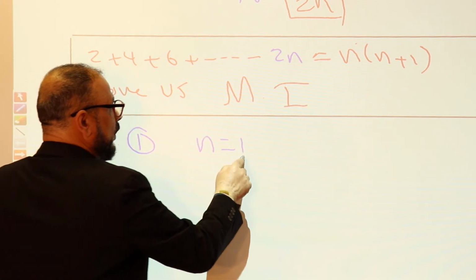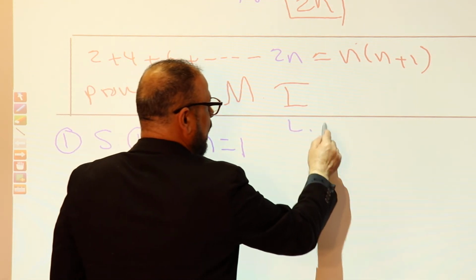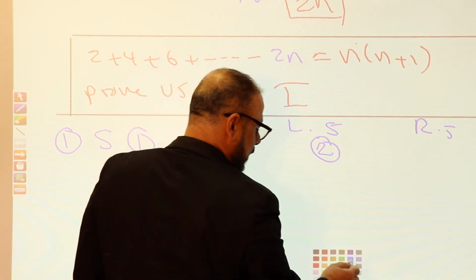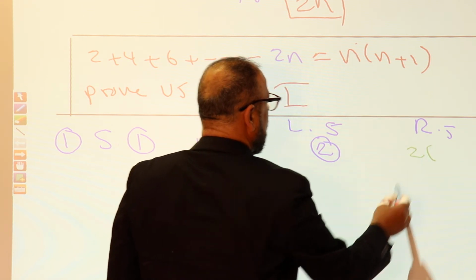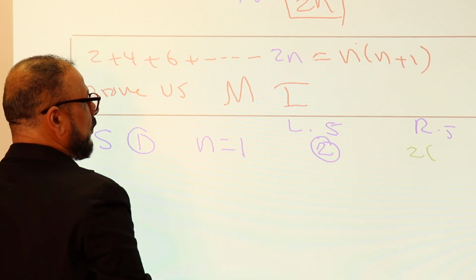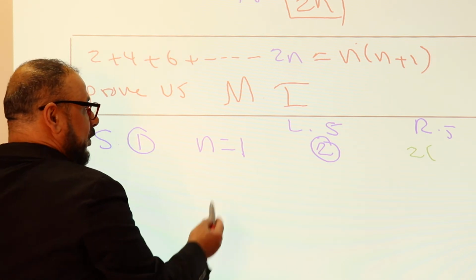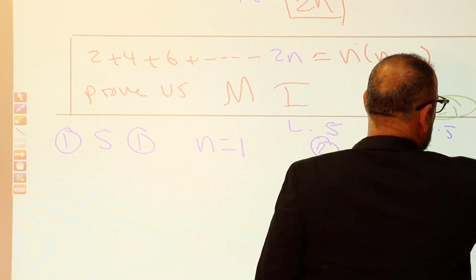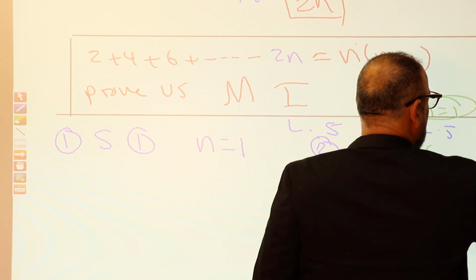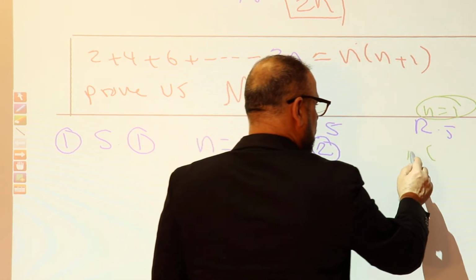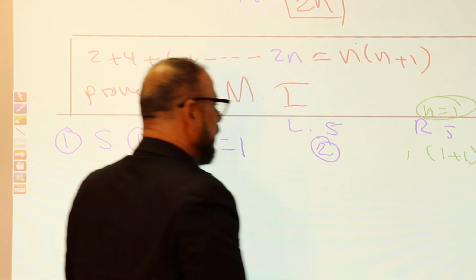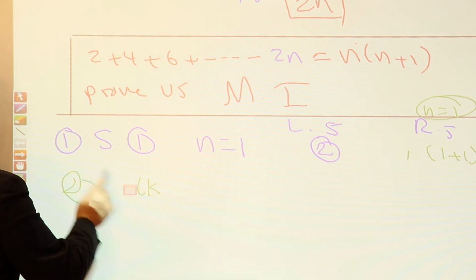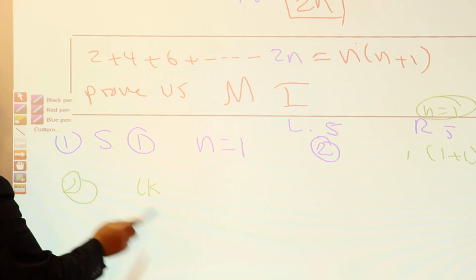Step 1 for n equals 1. When n equals 1, plug n equals 1 into the left side and right side. Left side we have 2. Right side, n equals what? 1, right? 1 plus 1, which is 2. Good. That means true. S of k is true.